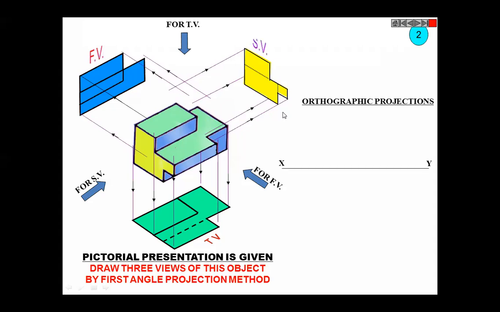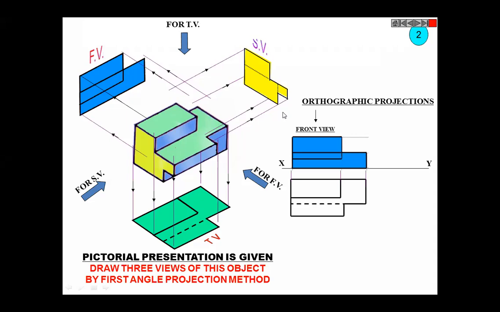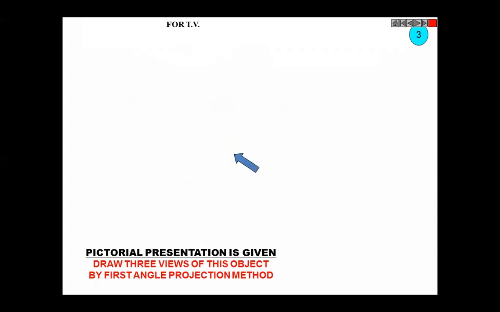So we'll draw one XY line first, then the front view, then the top view, and then the side view. Clear? We'll have one more object.